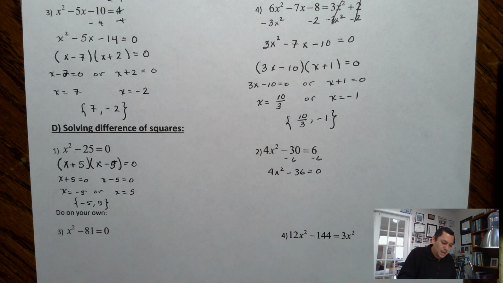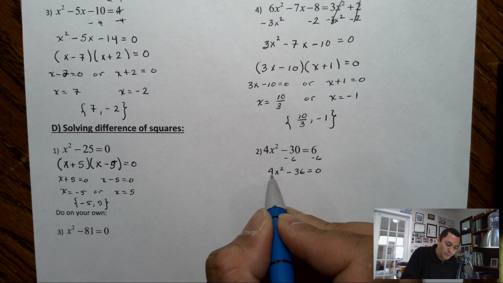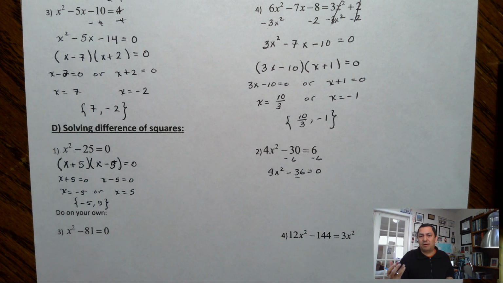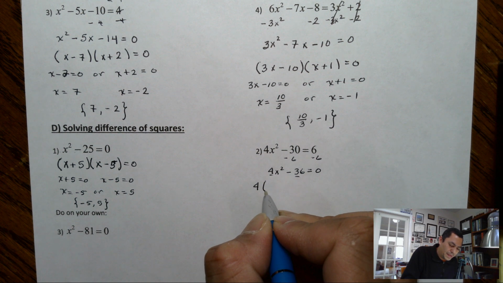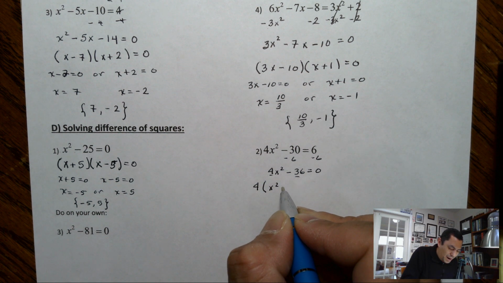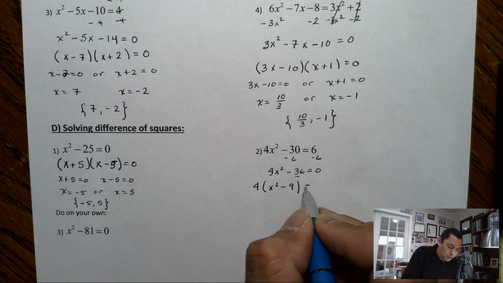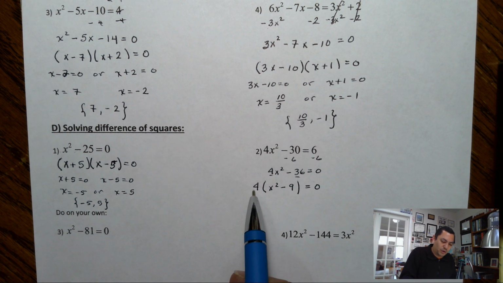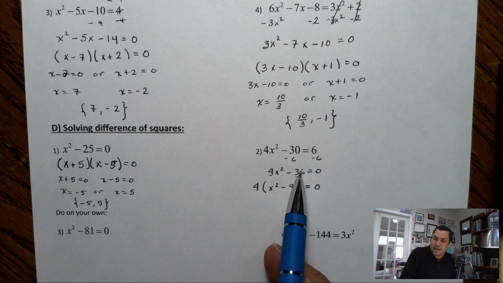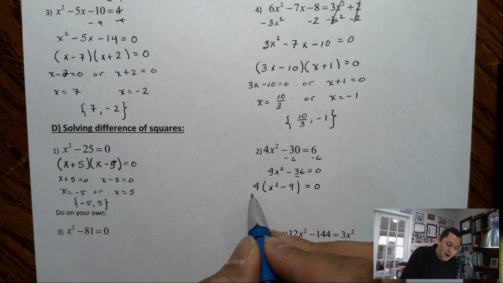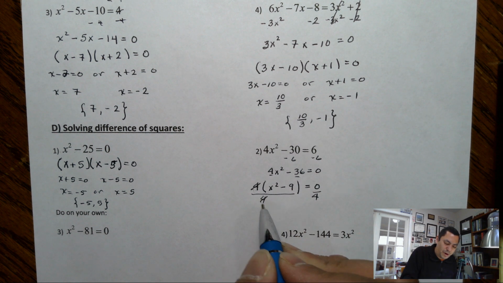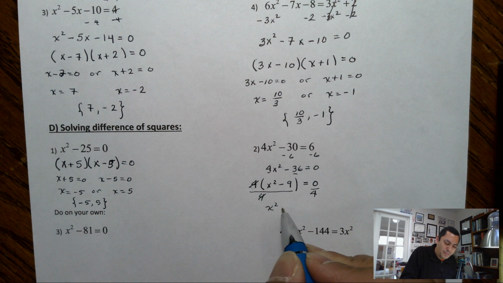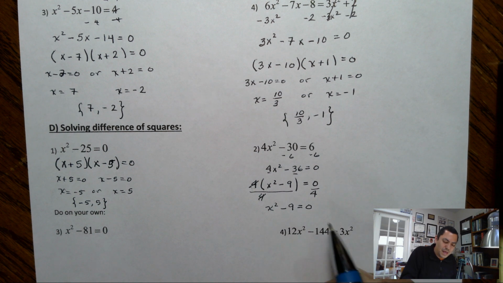We can see that 4 and 36 have a common factor, so we can factorize. So we have 4 times x squared minus 9 equals 0. 4 times x squared is 4x squared, and 4 times negative 9 is negative 36. So now we divide both sides of the equation by 4, so this 4 goes away, and we have x squared minus 9 equals 0.